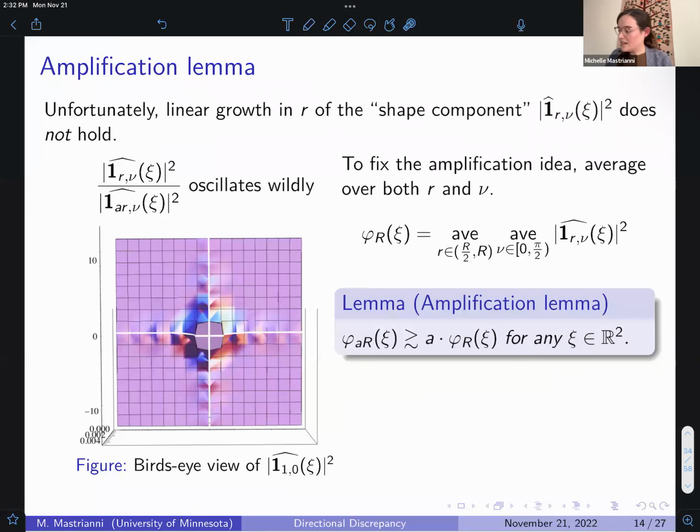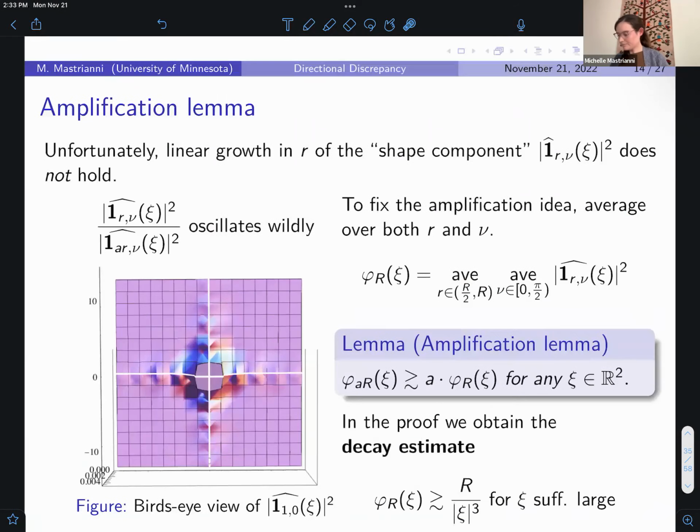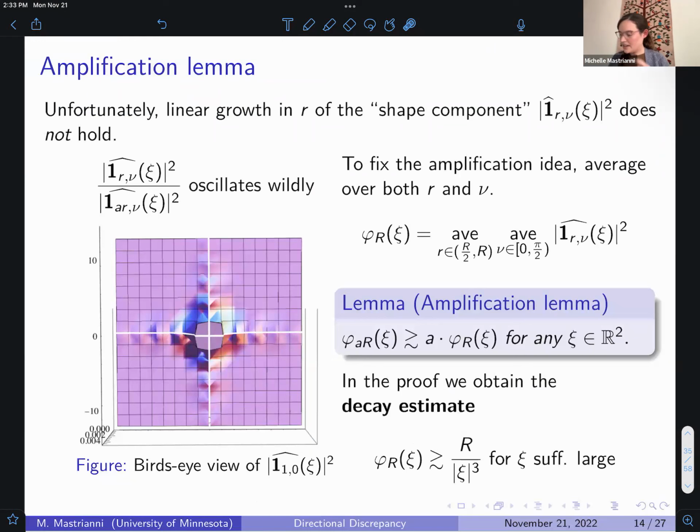So, to fix the amplification idea, if you take an average over some interval of side lengths, where capital R is just some choice of side length, and then the rotations are averaged over all possible rotations, then we have this amplification lemma for any C in Fourier space. And as part of the proof of this amplification lemma, we obtained the following decay estimate, and notice that this basically matches the Fourier decay for disks.